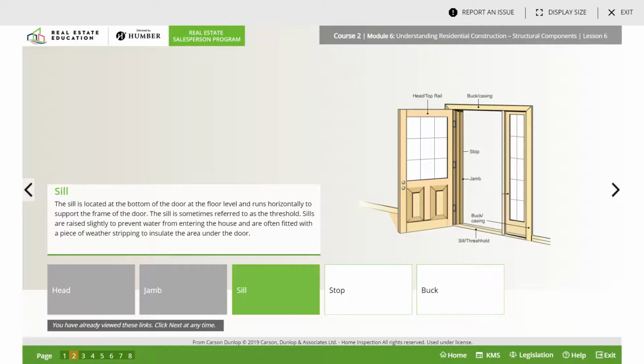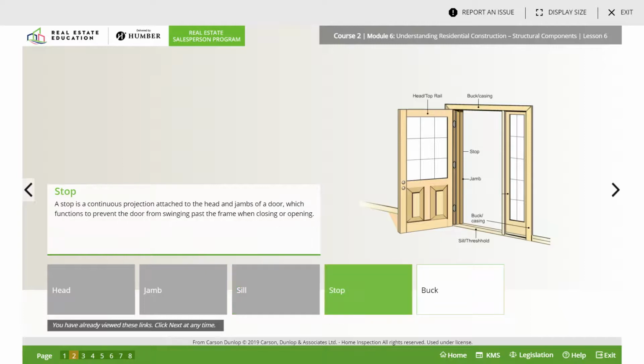A sill. A sill is located at the bottom of the door at the floor level and runs horizontally to the surface to support the frame of the door. The sill is sometimes referred to as the threshold. Sills are raised slightly to prevent water from entering the house and are often fitted with a piece of weather stripping to insulate the area under the door.